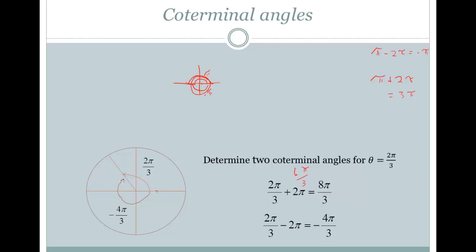Understand that if I go all the way around once, that's 2 pi. If I start here and go all the way over here, that's 3 pi over 3. If I come all the way back over here, that's 6 pi over 3. Then I go another 2 pi over 3 to get to there. All of these have the same initial side and terminal side, all describing the same angle.